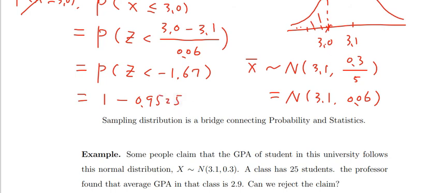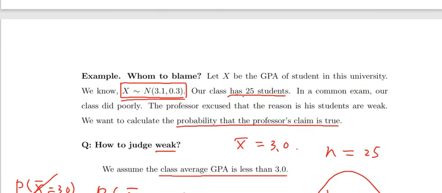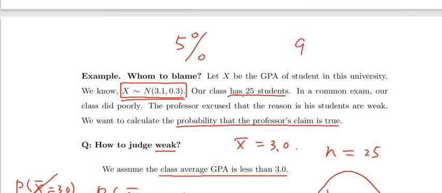Okay, so we can say this probability is almost 5%, or 0.05. We can regard this as the probability that the professor's claim is true. This is 5%, a 5% chance that the professor's claim is true. So this also implies a 95% chance that the students' claim is true, right? Yeah. So we should believe the students' claim.